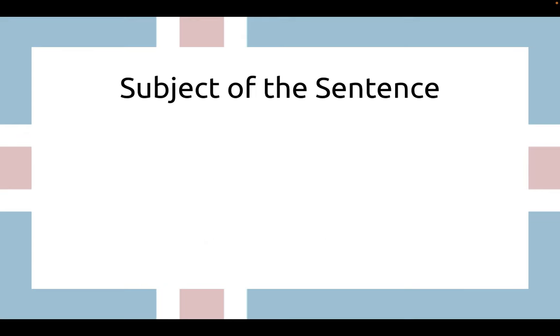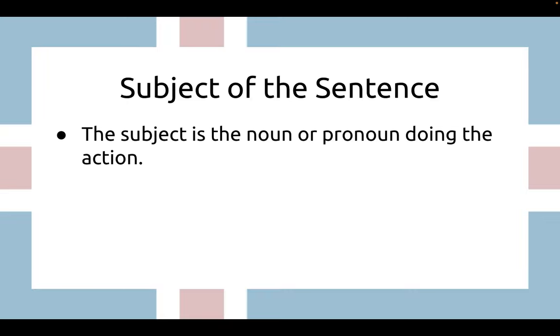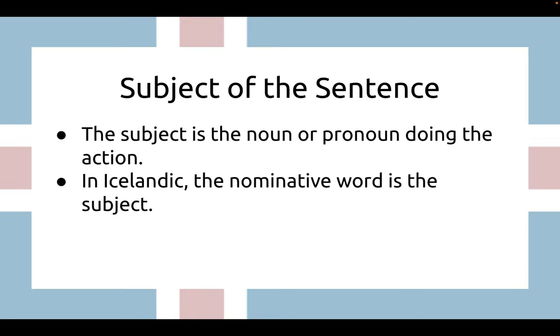So let's talk first about using the nominative as the subject of the sentence. Now, the subject of the sentence is the noun or the pronoun who is doing the action. And in Icelandic, the nominative word in the sentence almost always tells us what the subject of the sentence is. So here's a very simple example. Ég tala íslensku. I speak Icelandic. Now, the subject of the sentence is I, because I am the one who speaks. So we use a nominative form of the word, which is ég. That is a nominative pronoun.